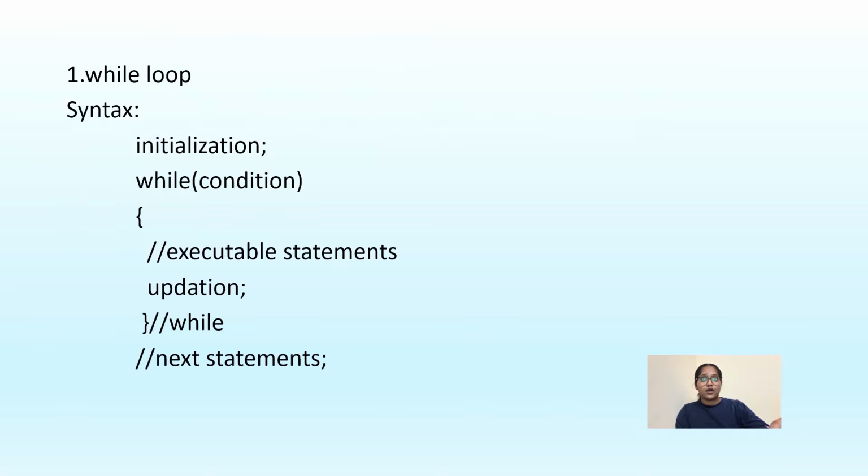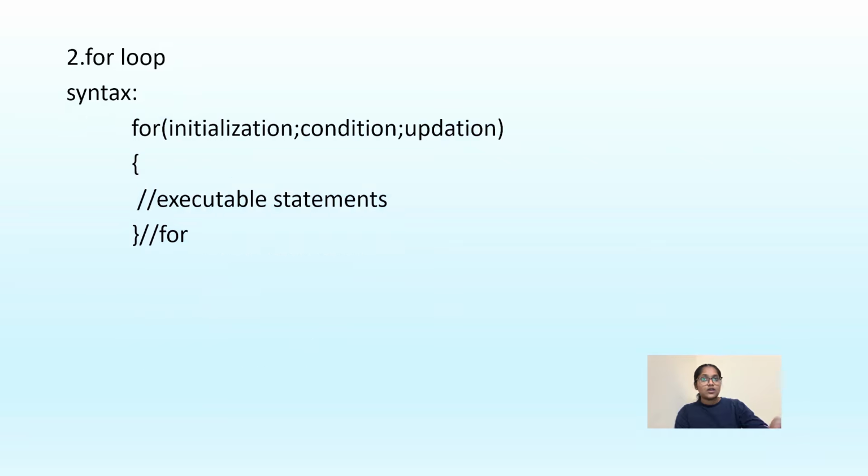So here we are going to look at the syntaxes of the loops. The first loop is the while loop. While loop is used when the number of iterations is not known. The syntax of the while loop is as follows: first we initialize, then using the loop we give the condition, then in the while block we write the executable statements, then we update, and then we close the block.